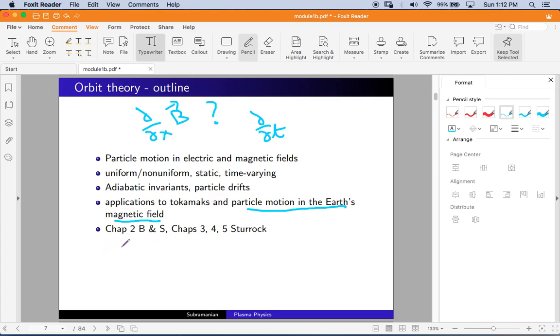This is chapter 2 of Boyd and Sanderson, and elements from chapters 3, 4, 5 of Stacey. Not all of it, obviously; chapters 3, 4, 5 of Stacey is a lot of material. But we will mostly be following Boyd and Sanderson here. You will find some of this material is also taken from these chapters of Stacey.